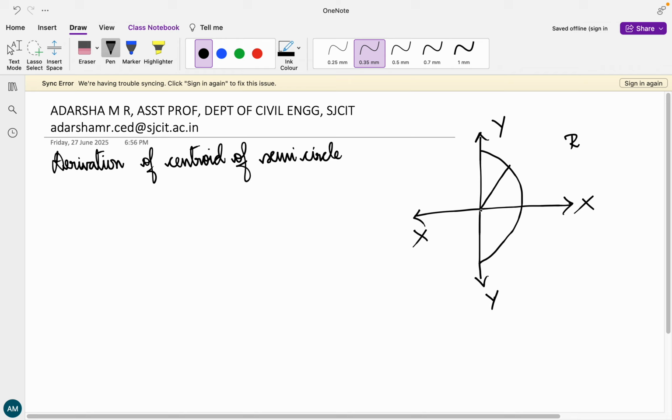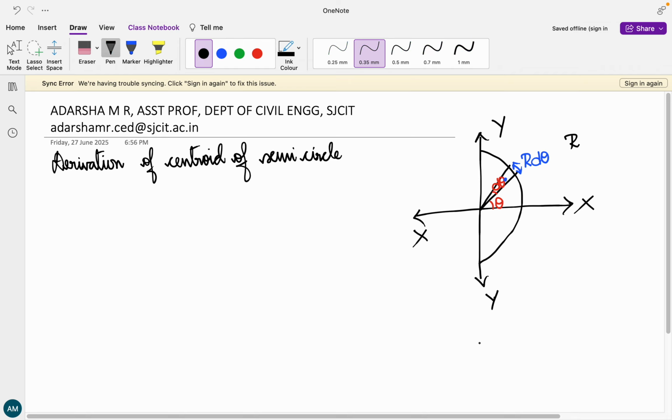I am going to consider a small elemental strip, something like this. Let us say that this strip makes an angle of theta with respect to xx, and let us call this distance d theta, and by your sector, this arc distance is going to be r d theta. So I can say that if I'm trying to find the centroid for that small elemental strip, it is going to be concentrated somewhere over here like this.